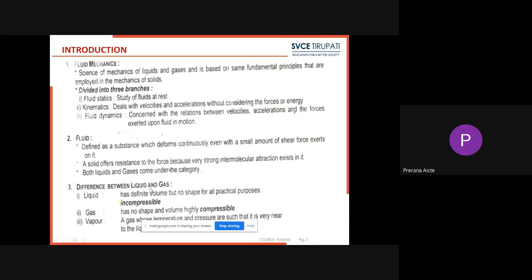Let's discuss the difference between liquid and gas. A liquid has a definite volume but no definite shape, and for practical purposes we call it an incompressible material. Gas has no shape and no volume, so we call it a highly compressible material. Whereas a vapor is a gas whose temperature and pressure are such that it is very near to the liquid state. So vapor is also the same as liquid molecules. An example of vapor is steam.